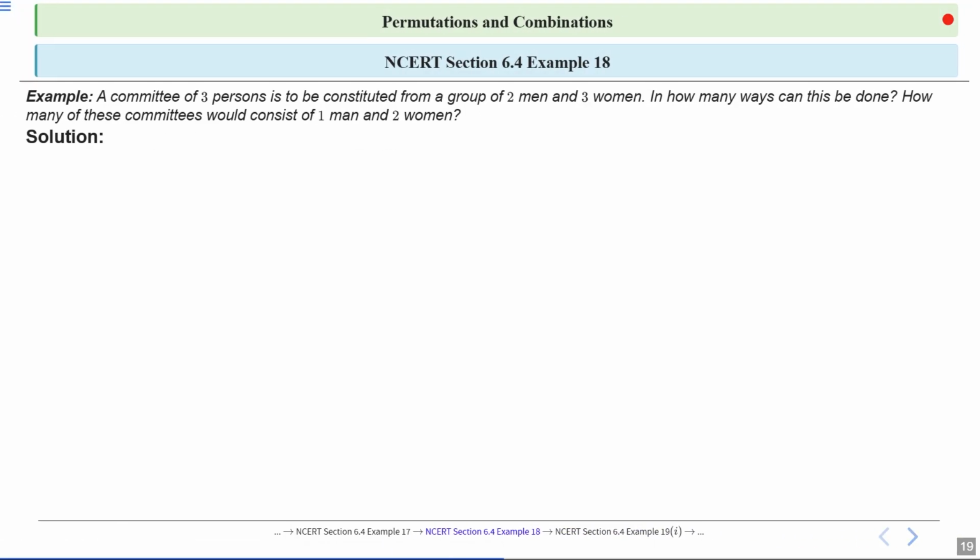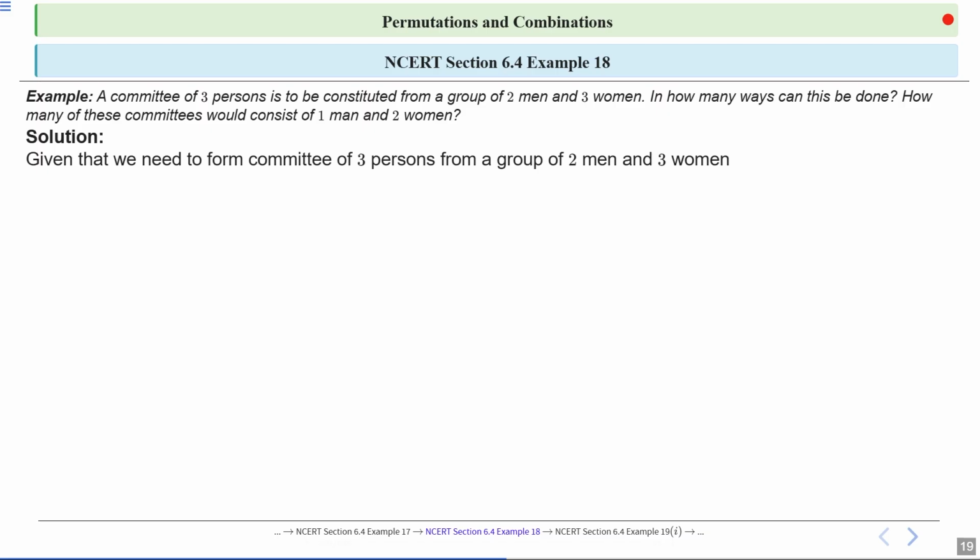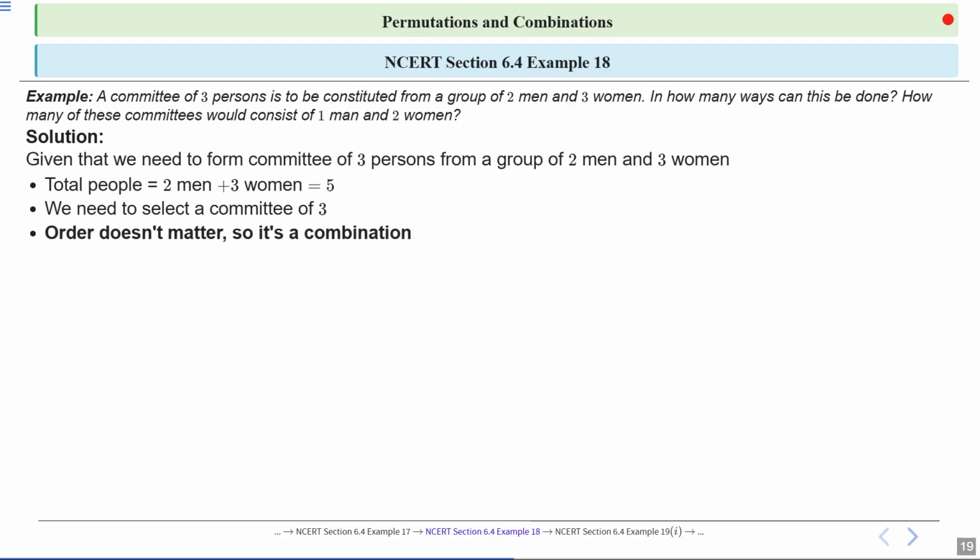So let's start the solution of this example. Given that we need to form a committee of 3 persons from a group of 2 men and 3 women. The total number of people, 2 men plus 3 women, is 5. So we need to select a committee of 3 persons. Order doesn't matter here, so it's a combination.